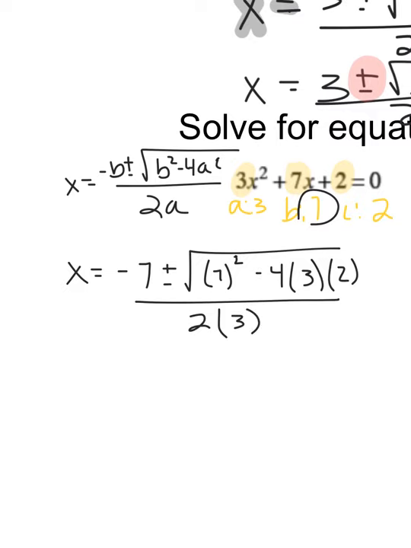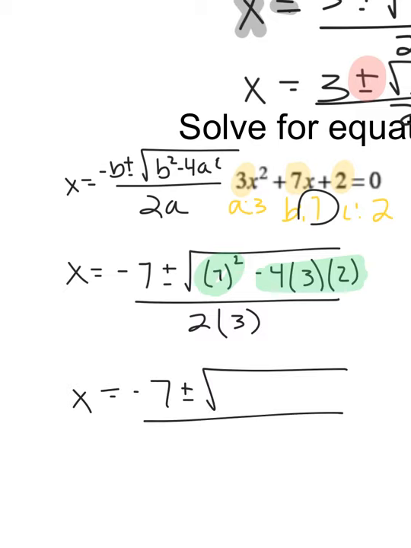Next step, start underneath the square root. Calculate the 7 squared, and then calculate the minus 4 times 3 times 2. Keep everything else the same and just rewrite it. It's safer to rewrite over and over again than to try to do steps in your head. Negative 7 plus or minus square root. Alright, 7 squared is 49. 4 times 3 times 2 would be minus 24. And on the bottom, 2 times 3 is 6.